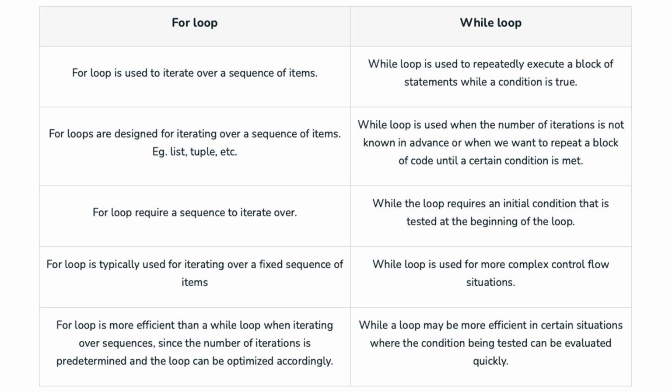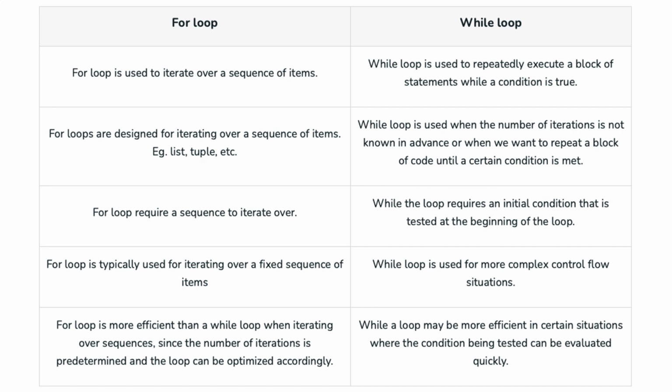As for design purposes, for loops are intended for situations where the number of iterations is known beforehand. They require a sequence to iterate over, making them ideal for fixed length operations. And as for efficiency, when iterating over sequences, for loops are often more efficient than while loops because the number of iterations is predefined. This allows the loop to be optimized for performance. And now let me switch to while loops.